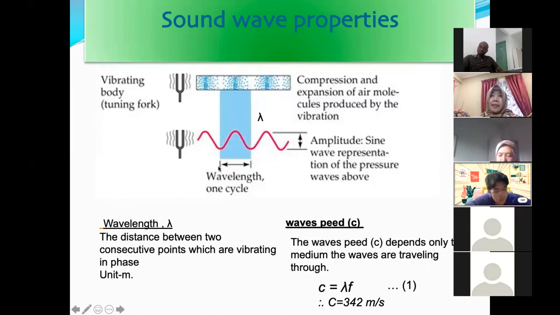Lambda is the wavelength. C is the speed of sound in the air, 342 meters per second. So from this relationship, you can calculate the length of the wave.